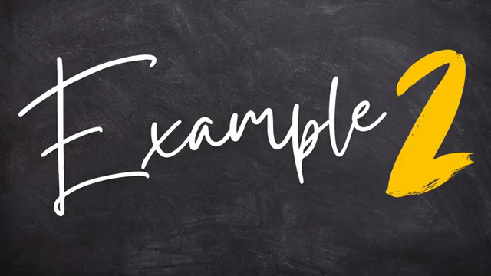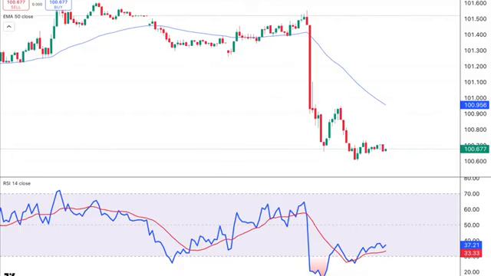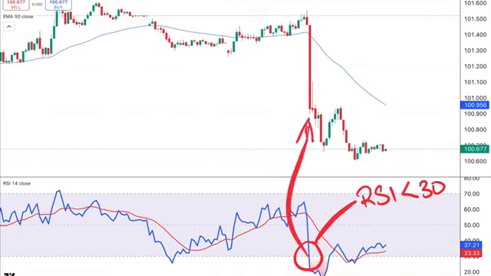Now looking at our second example. In this case, let's first identify the point where the price shows an oversold condition. And in a similar way, as the price continues, post a pullback, a short position could have been taken.